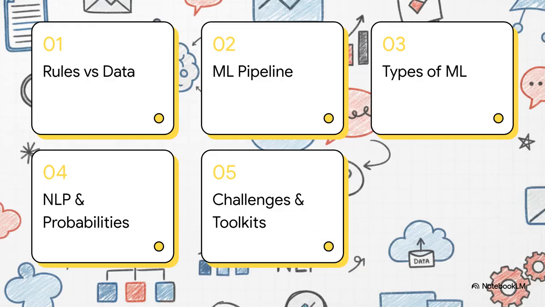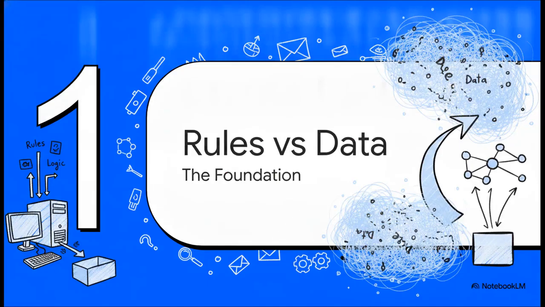Okay, so here's your roadmap for this session. We'll cover rules versus data, the machine learning pipeline, types of machine learning, NLP and probabilistic models, and we'll wrap it up with challenges and AI toolkits. All right, kicking things off with Section 1, Basics, Rules versus Data.